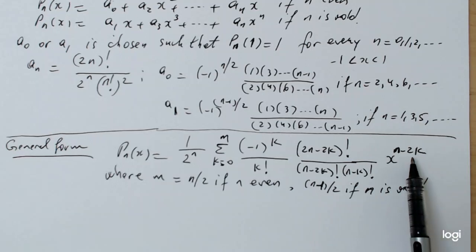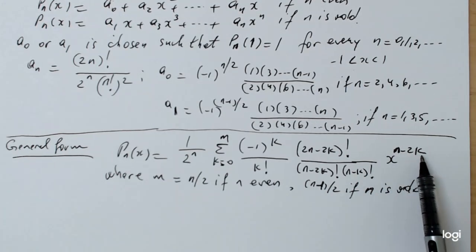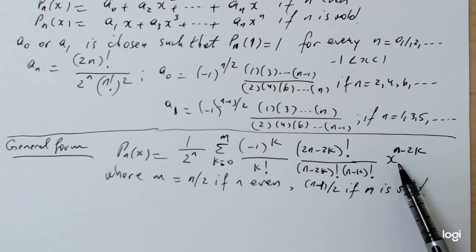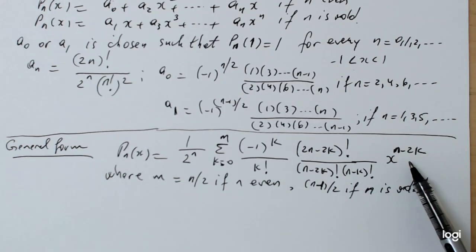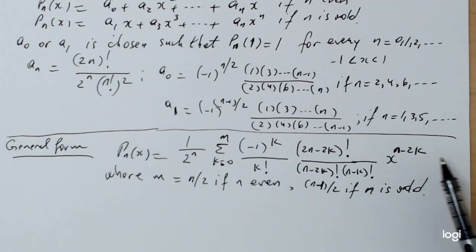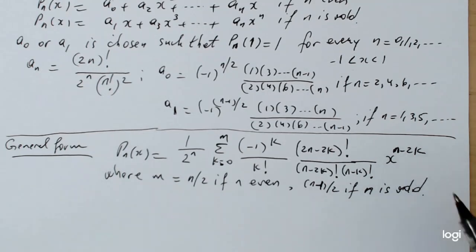Notice that in the even case, when k equals n over 2, that's x to the 0, so that'll be basically the first term, a naught. And if k is equal to n minus 1 over 2, when n is odd, when you plug in n minus 1 over 2 here, you get x to the power 1, which is obviously the first term in the odd case.